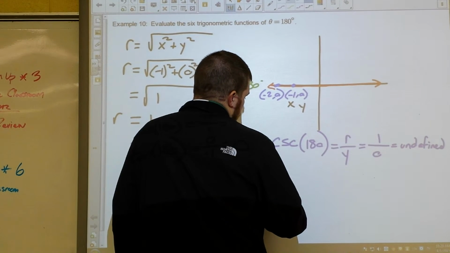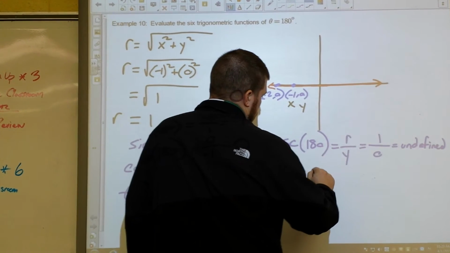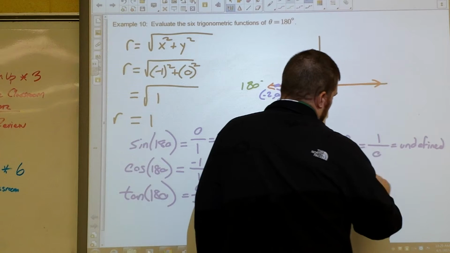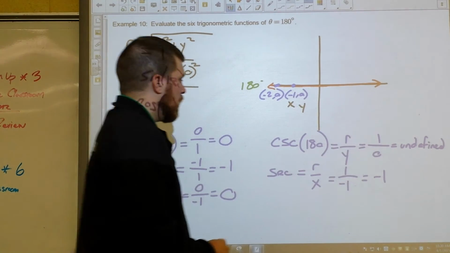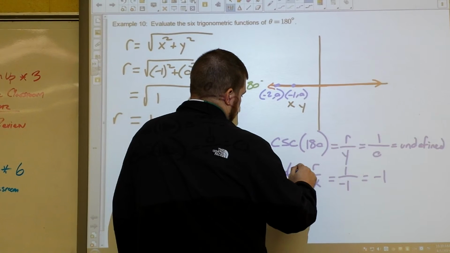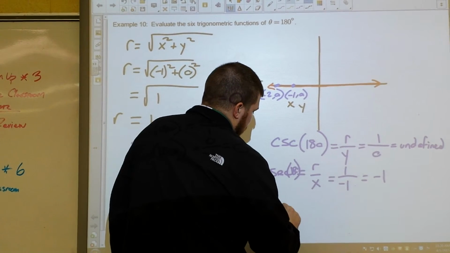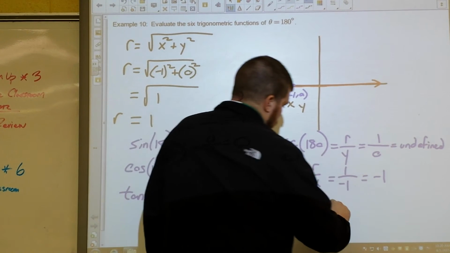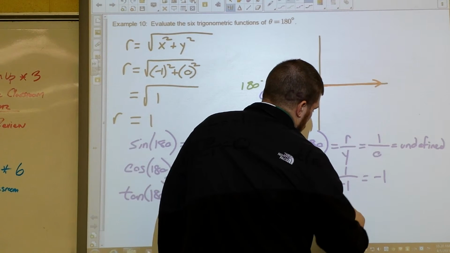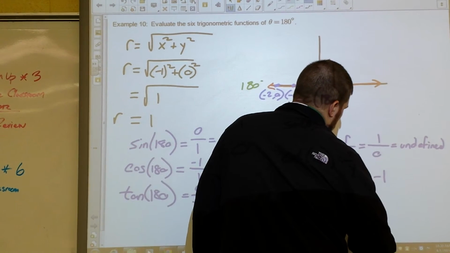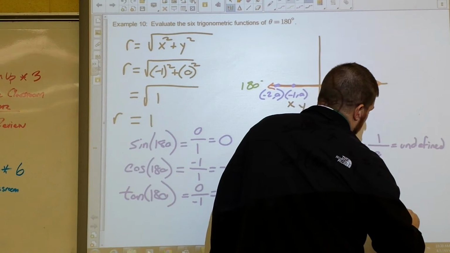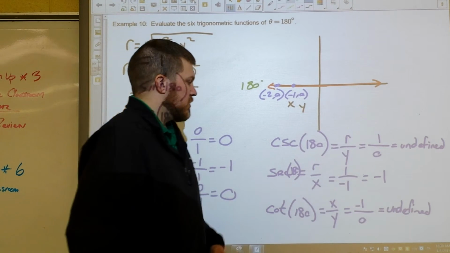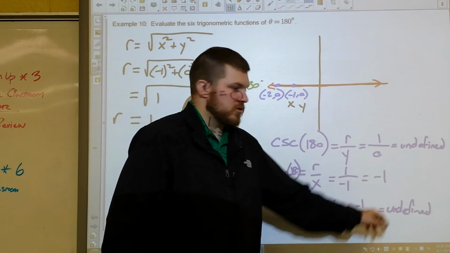Alright, now I want to do secant. That's going to be r over x, which is 1 over negative 1, which is negative 1. And that was secant of 180. Now I'm going to do cotangent of 180, which is x over y, which is going to be negative 1 over 0, which is undefined. So again, you cannot have a 0 in the bottom of a fraction, so it becomes undefined.